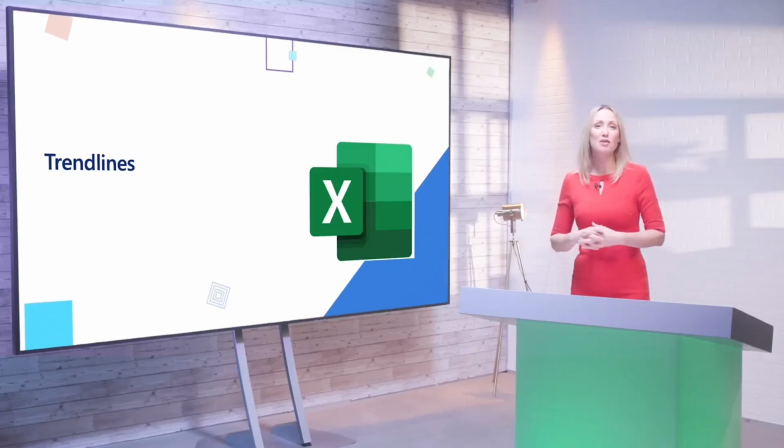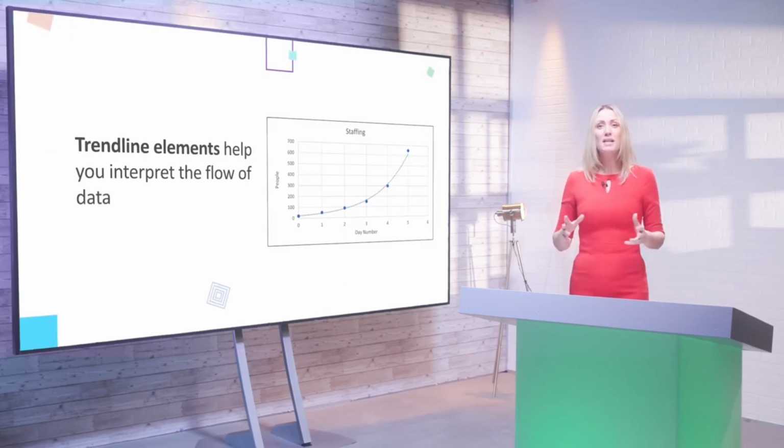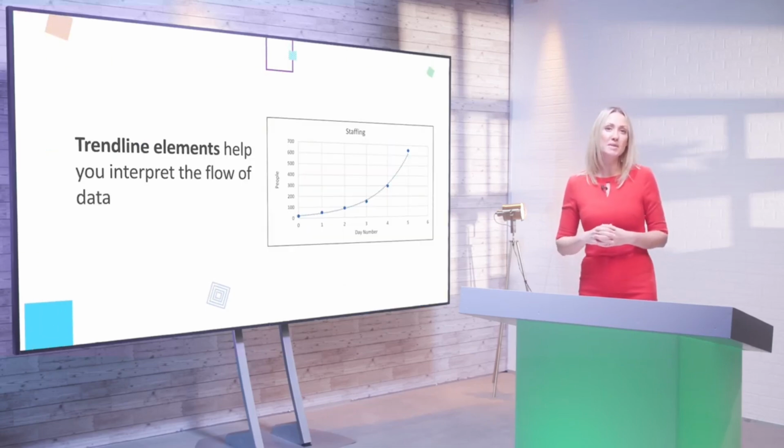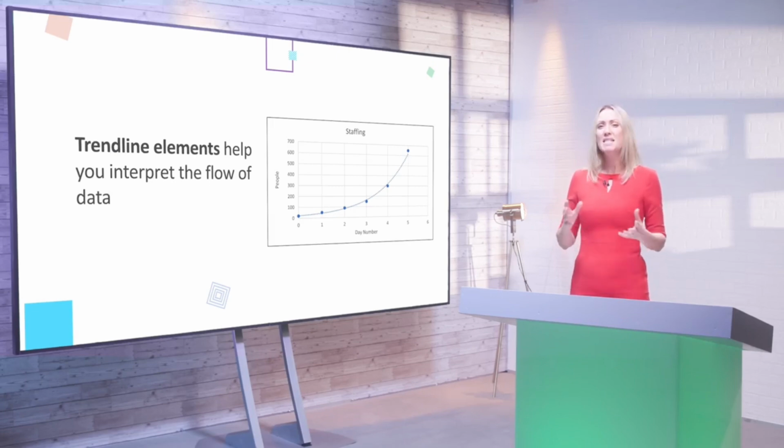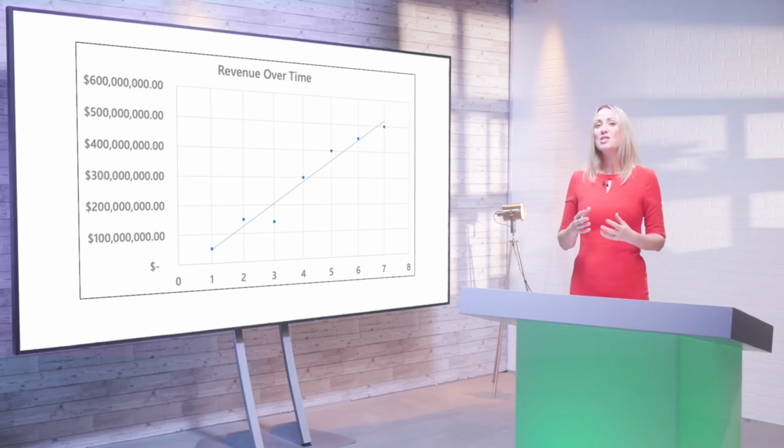You have explored various chart elements. Let's take a look at trend lines. A trend line is a straight or curved line element that can be added to your chart. It is typically used to show a trend over time. A trend line helps the reader to understand and interpret the flow of data.